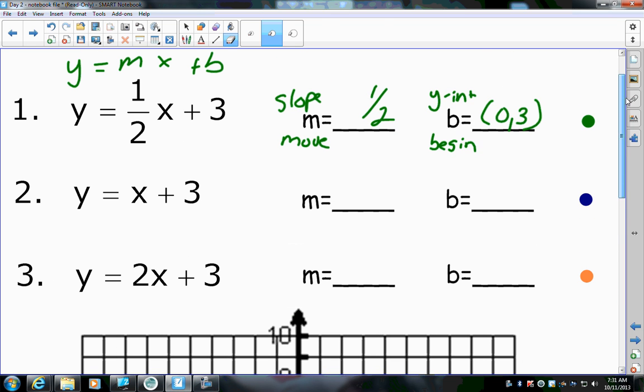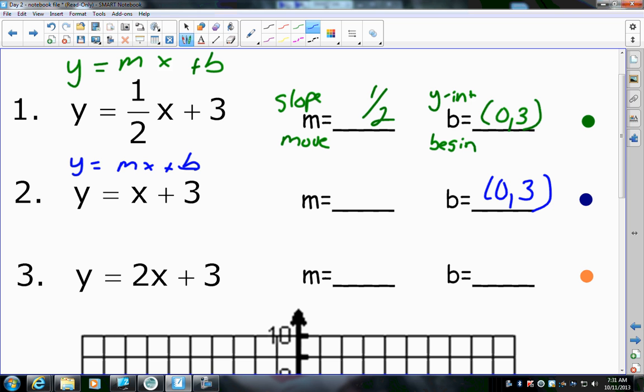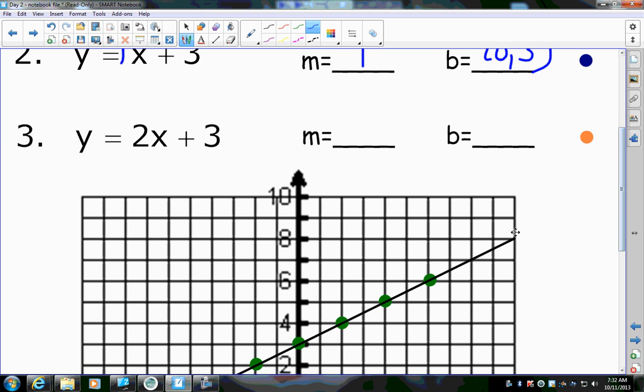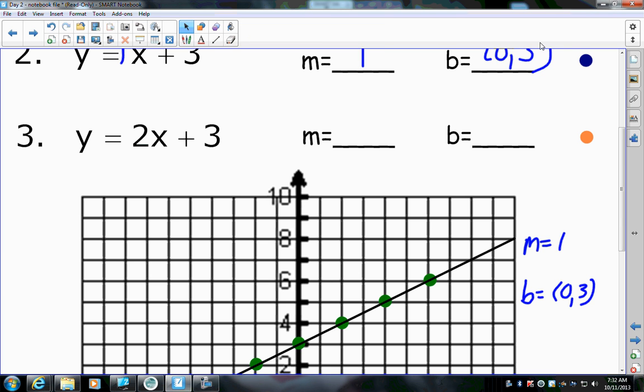The next one to do in blue: y equals mx plus b. Well, b is easy. It's right here. It's the 3, so I've got 0.3 again. Now, the slope is the number in front of x. There's not a number written there, so what number is it? The 1. So my slope is 1. All right, so now I'm going to come down here. Let me write down: m is 1 and b is 0.3. So I'll bring down my points.